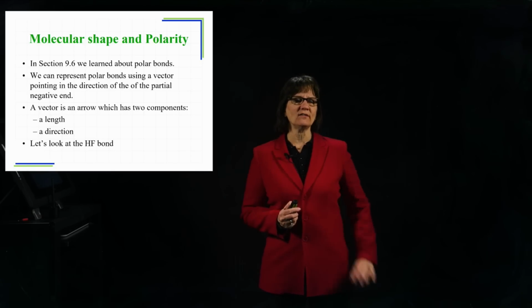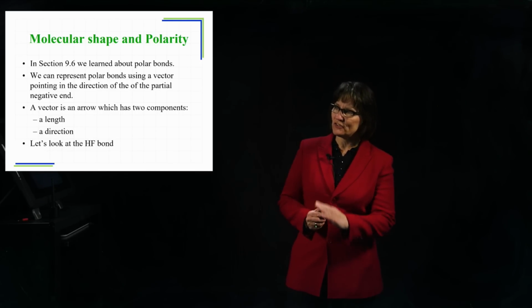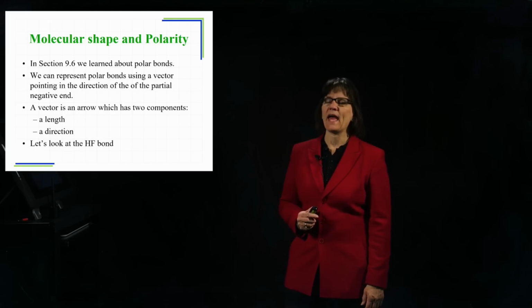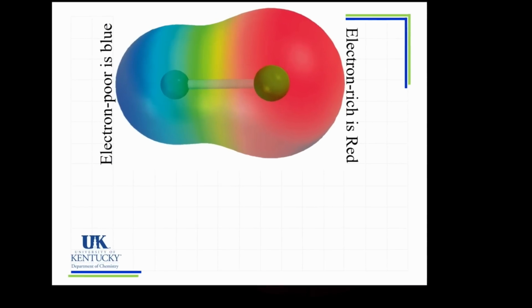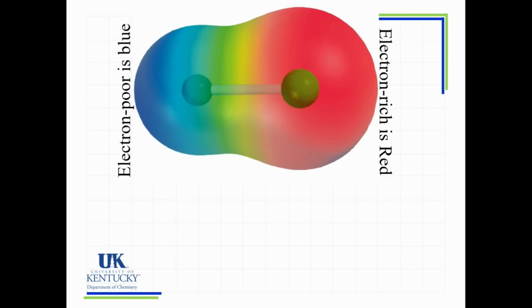Okay, so we're going to use as an example a very basic molecule consisting of 2 atoms. We're going to look at HF. So here is an electron map of this HF molecule. The blue is representing the area that is electron poor, and the red is representing electron rich. Now what do I mean by electron poor and electron rich? Remember when we talked about HF and that bond polarity, we knew that fluorine was more electronegative, and being more electronegative, it has the ability to draw the electron density towards the fluorine end and away from the hydrogen.